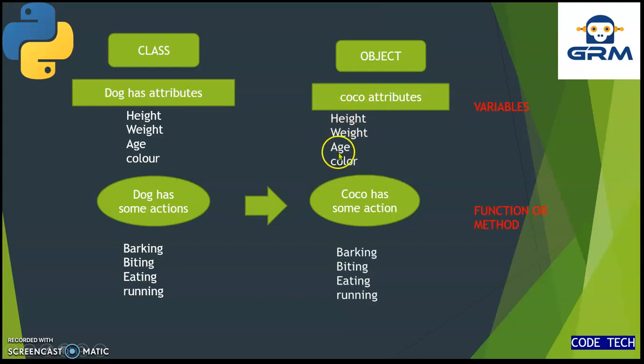Coco is an object of the dog class, and these are some attributes of Coco, represented by variables, and these are some actions of Coco, represented by functions or methods. I hope you can understand the difference between a class and an object. Coco exists physically in the real world, so it is an object, but dog does not exist physically, it is the class of Coco. Dog is an animal's name, so it is a class.